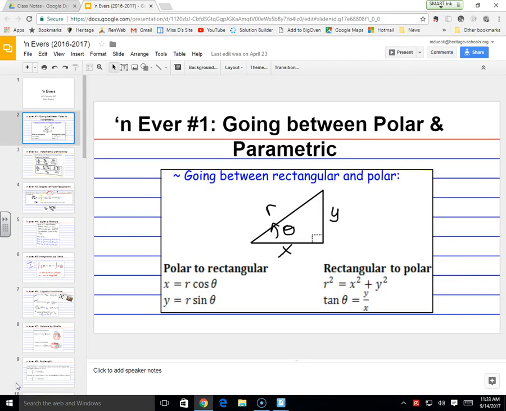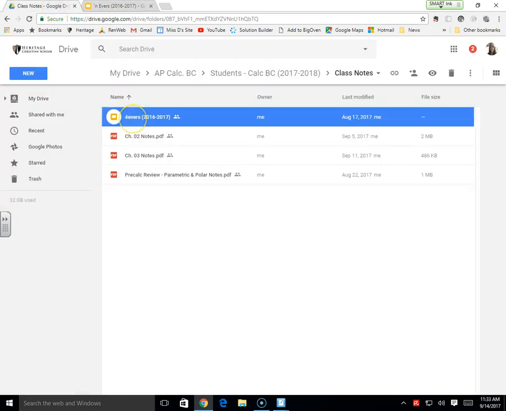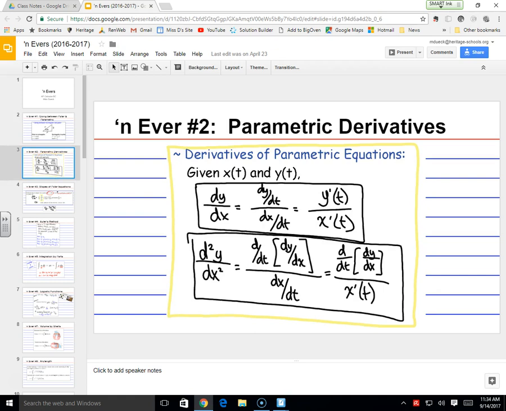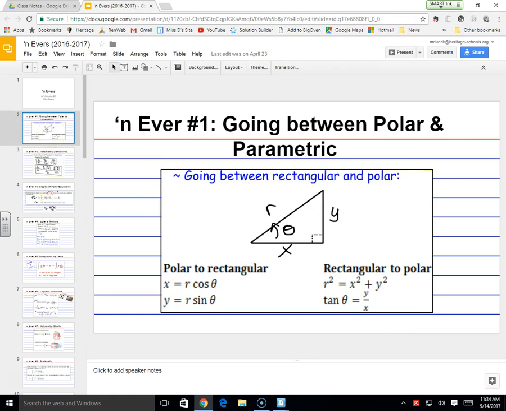So first of all, I did put the forever cards in your class notes from last year so that you guys can see them. That's just in CalcBC, your class notes. But also the first endeavor card from polar and parametric should be in your notes wherever we put the triangle. It's the triangle and the special formulas. That's endeavor number 1. Endeavor number 2 is going to be our first and second derivatives of parametric. Okay, you guys figured it out okay? It'll be on the video also if you guys want to see it.